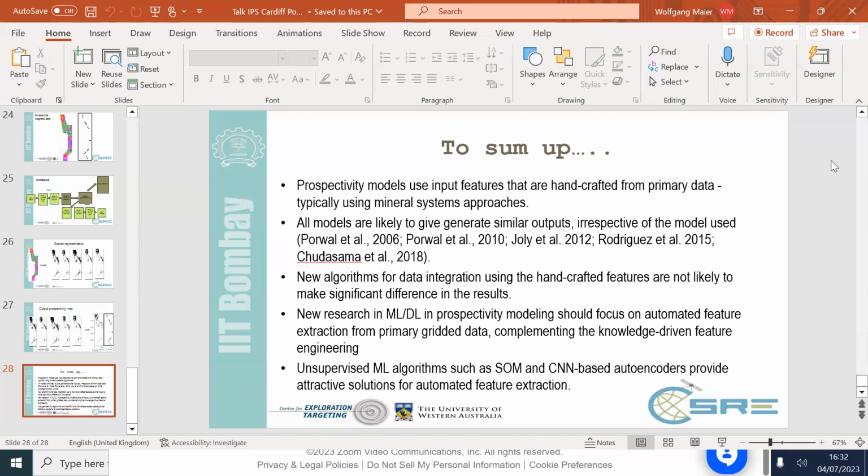This is what we call the difference between specialized learning and generalized learning in data science jargon. So yes, if you have a large number of deposits, supervised learning might work.